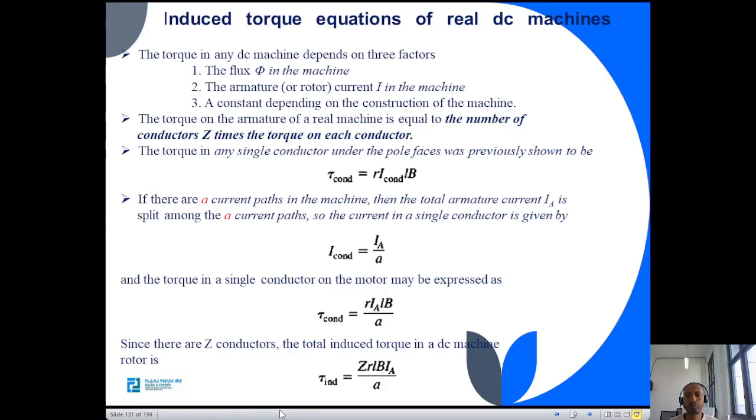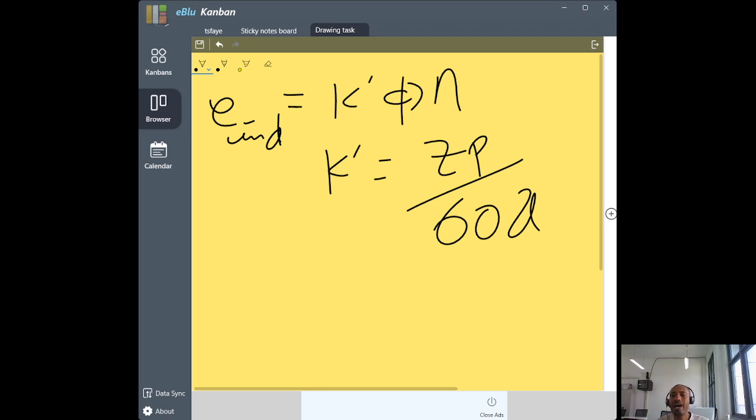Okay, let us come to the torque equation of our DC machine. In the previous video, we produced the voltage equation, and we came to know that the induced voltage in our DC machine is going to be K phi n, where K is ZP by 2 pi A, and we said that our induced voltage depends on these three parameters: machine constant, flux, and the speed.